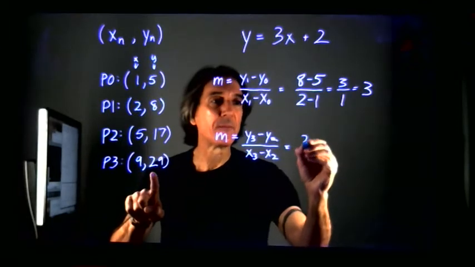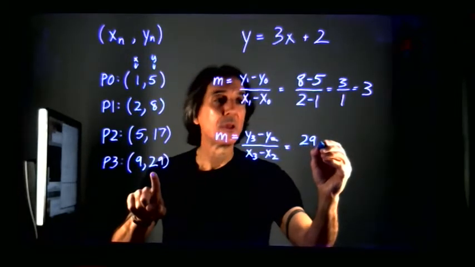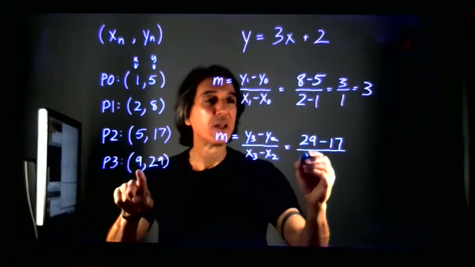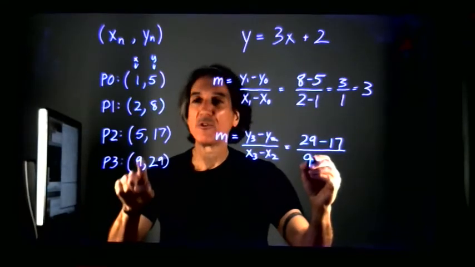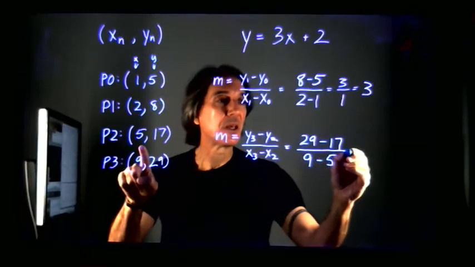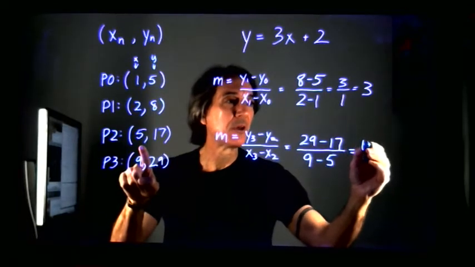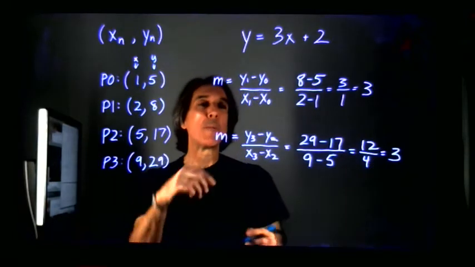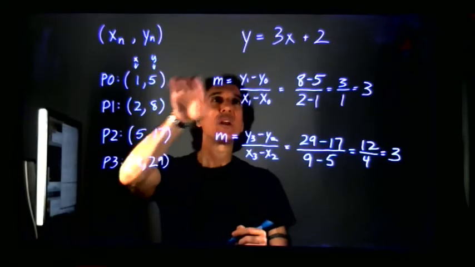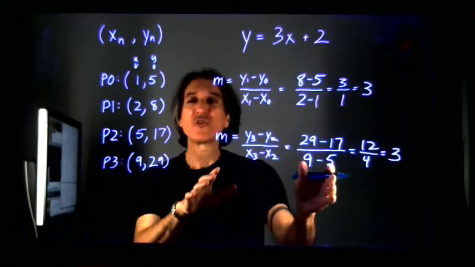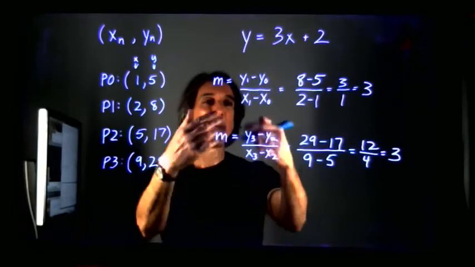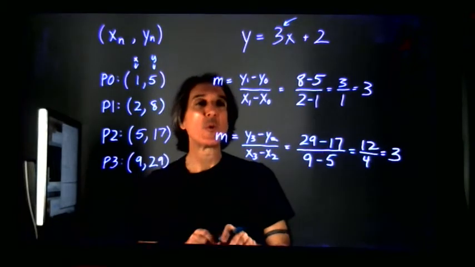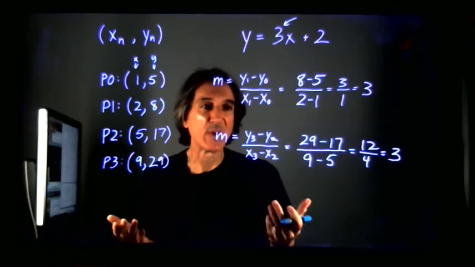We have 29 minus 17 divided by 9 minus 5, and this becomes 12 divided by 4 is equal to 3. So both of these pairs of points that were generated from this line equation create the same slope. With this type of measurement, this is what we should get. And in fact, this agrees with the slope that we have in our initial equation that we generated these points from.